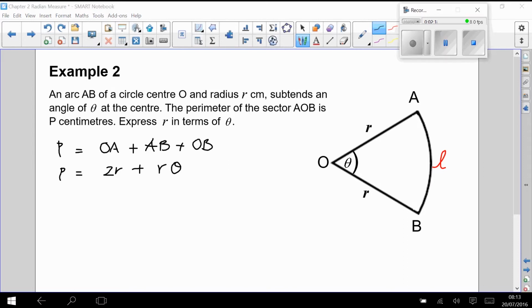As I've not been given a measurement for the perimeter, I can't put in any other variable in its place. But I need to get r as the subject of the formula. In other words, on the right-hand side, I'm going to take r out as a highest common factor. So I have that the perimeter is going to be r times (2 plus theta). Dividing both sides by 2 plus theta, I find that r is going to be the perimeter all over 2 plus theta.